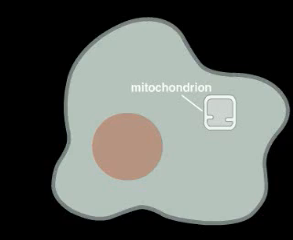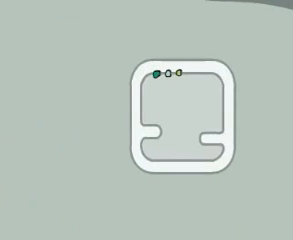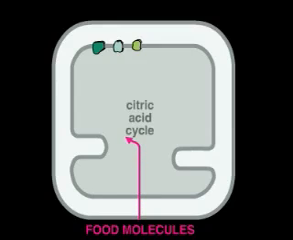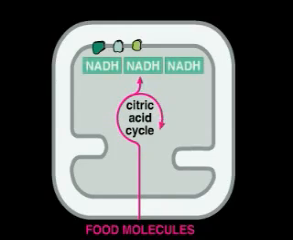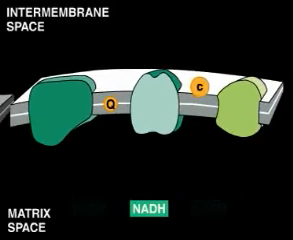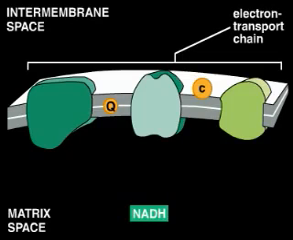The mitochondrion is the site of most of the cell's energy production. After food molecules are processed in the cytosol, they enter the mitochondrion, where they are further broken down. In the citric acid cycle, the molecules are stripped of high-energy electrons, which are donated to carrier molecules, such as NADH. The carrier molecules transfer the high-energy electrons to a chain of proteins called the electron-transport chain, which is embedded in the inner mitochondrial membrane.